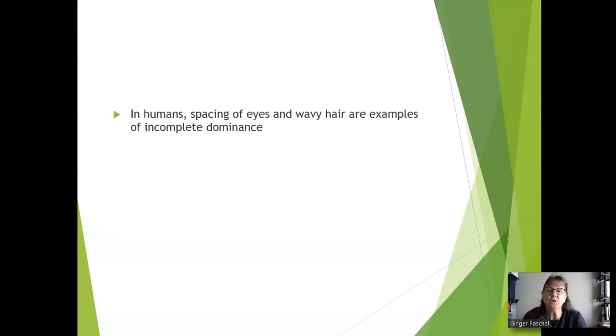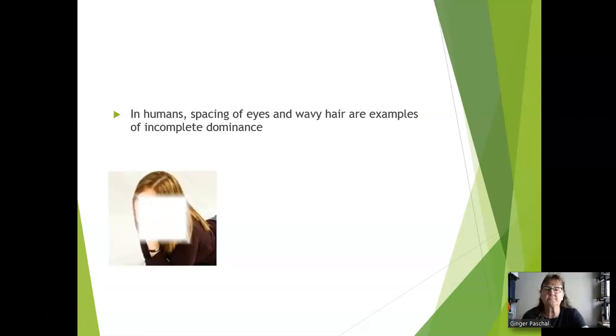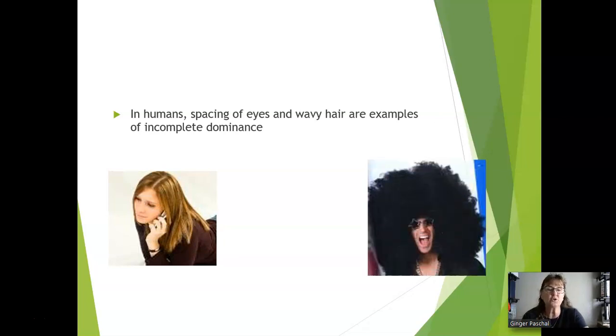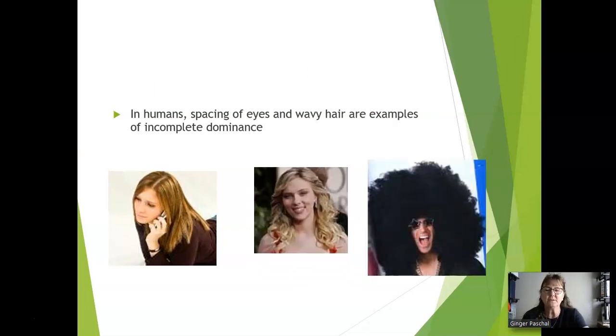All right, so that was incomplete dominance. Good. Make sure you can describe that and give the example of the red snapdragon and the white snapdragon and the pink snapdragon, those flowers. So in humans, spacing between the eyes and wavy hair are examples of incomplete dominance. So we can have anywhere from straight hair to extremely curly hair to just a bit of wavy hair. So this is an example of incomplete dominance.